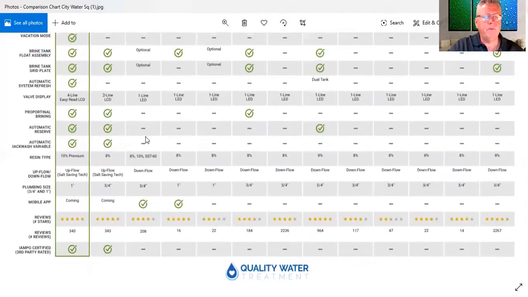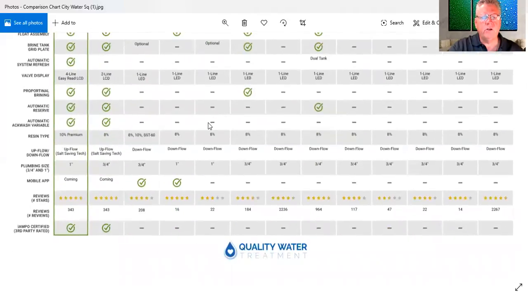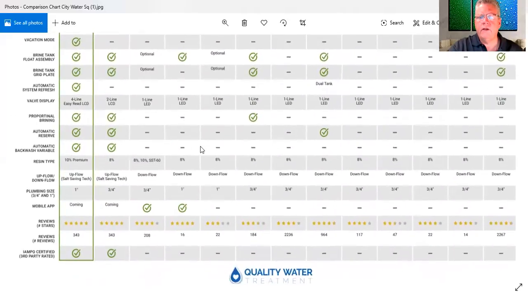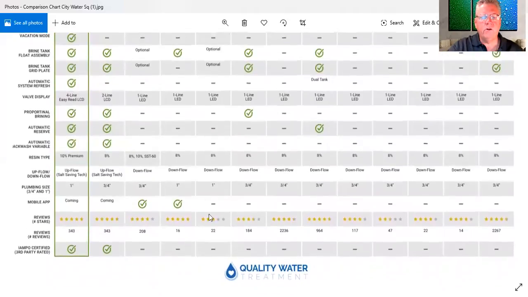Plumbing size, the Soft Pro Elite is a 1-inch valve internally all the way through. You can hook 3/4 inch into it, but your flow rates are going to be much higher through a 1-inch control valve with less restriction than a 3/4 inch control valve. The Quantum is a 3/4 inch. Fleck is a 3/4 inch. The Pelican is a 1-inch control valve. And it looks like Clack is also a 1-inch control valve. The rest of these systems are all 3/4 inch, so you don't get the high flow rates with the pressure drop. You get more pressure drop with higher flow rates than you do through the 1-inch control valves.